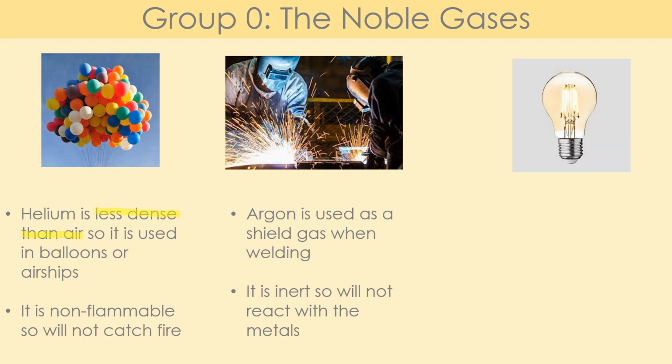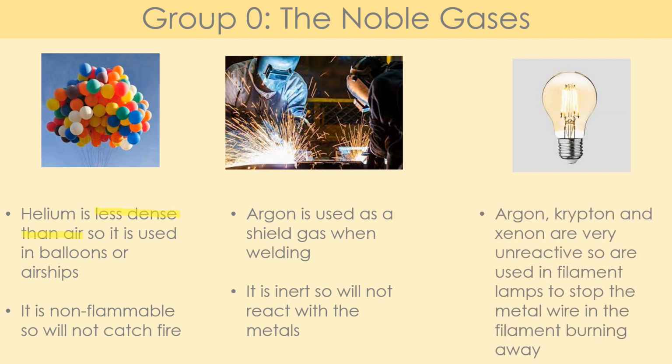And finally, in filament light bulbs, so we're seeing less and less of these as we're moving to more energy saving ones and LED light bulbs. But a filament light bulb has a metal wire in where we pass a current through it. That metal wire gets very, very hot. And if we've got heat, we've got a fuel source, which is our metal. If we had oxygen, we would cause a fire. So we want to make sure there's no oxygen in there. So they replace it with either argon, krypton, or xenon because they are very unreactive or inert. So they stop the metal wire in the filament burning away. And it means our light bulbs last a little bit longer.